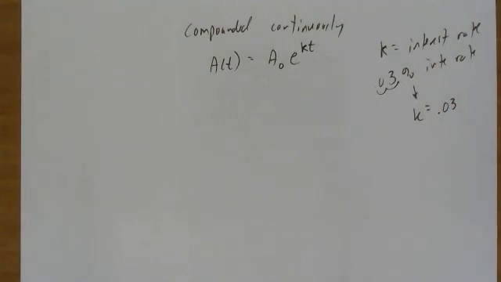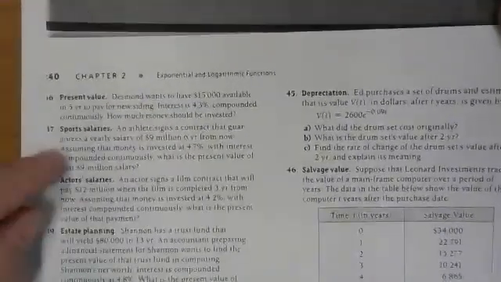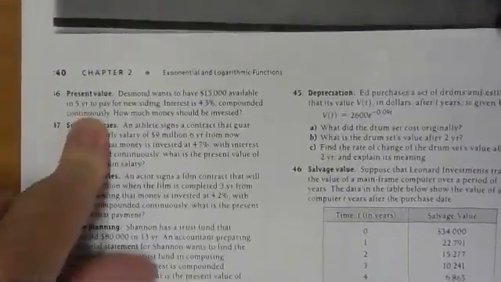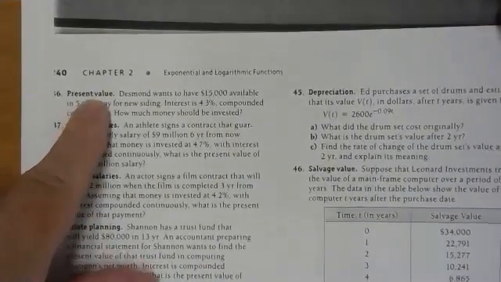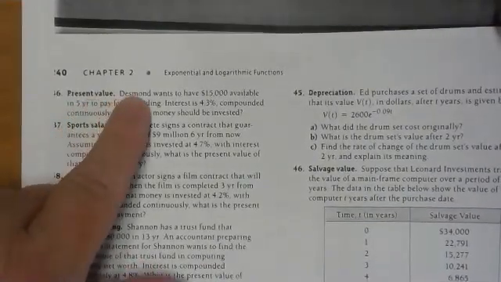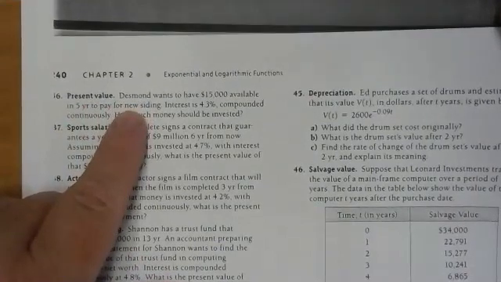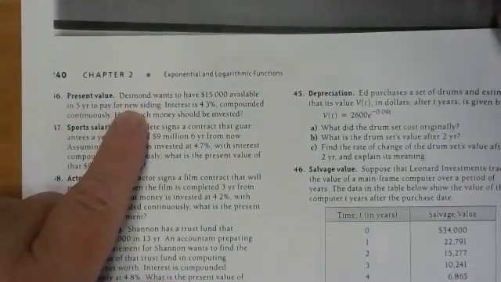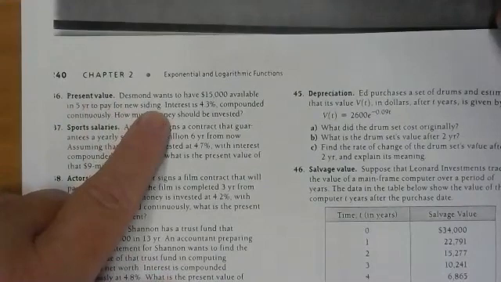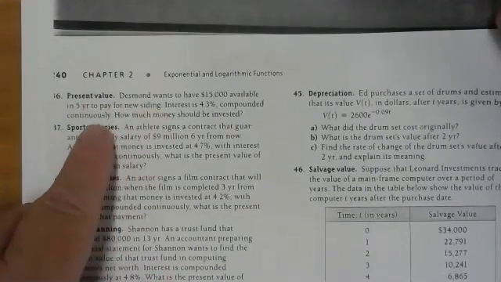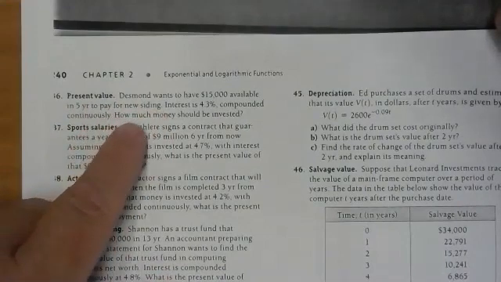All right. This is why I want to do one money problem, because it's the same equations, but the words they use are different and it might be confusing. I'm going to look at 46 here. This is called a present value problem. Desmond wants to have $15,000 available in 5 years to pay for new siding. Interest is 4.3% compounded continuously. How much money should be invested?